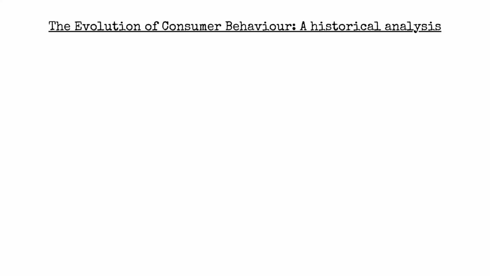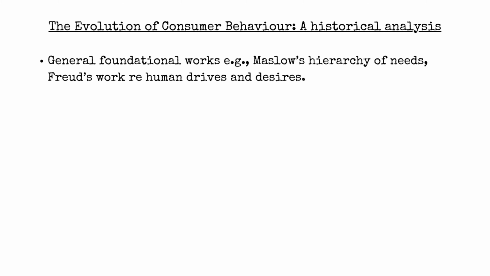So here we have our example topic, the evolution of consumer behaviour, a historical analysis. A chronological literature review on this topic could explore how theories and studies on consumer behaviour have developed over time, starting from the early psychological theories to the more contemporary perspectives. The literature review might begin with the general foundational works by researchers like Maslow and the hierarchy of needs, which explored human motivations and fulfillment, and perhaps some of Freud's work about human desires and human drives.